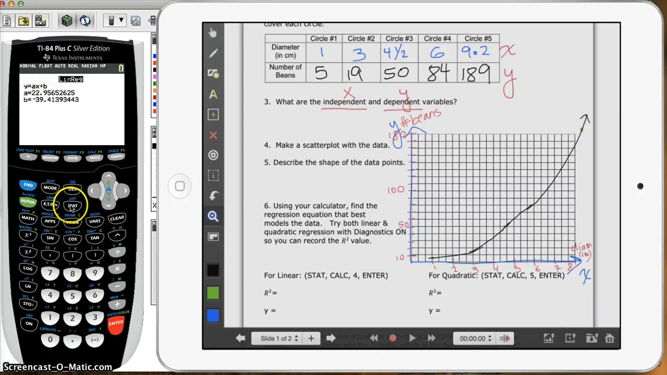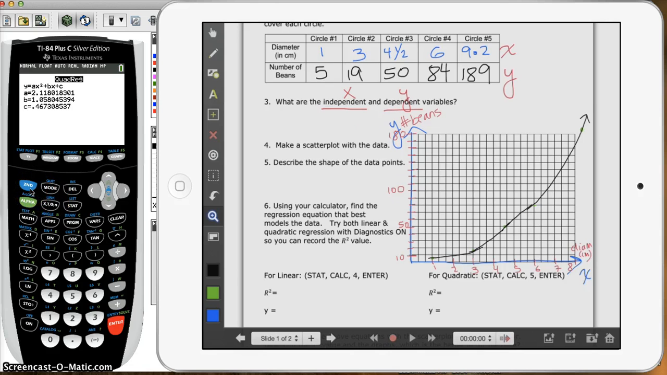Now, if I try Stat, Calc, and quadratic, which is number 5, and I keep pressing enter until I get my equation, it's also going to give me a certain value. So whether I pick linear or quadratic is going to give me a value. So I need to be able to know which one is the right one. And as you can see, this one gave me a, b, c. So I need something called the r-square value, and to do that, I need to turn diagnostics on. How do I do that?